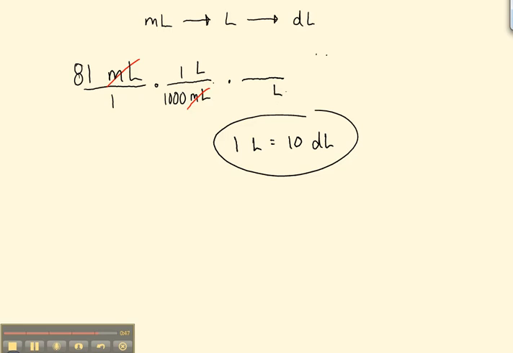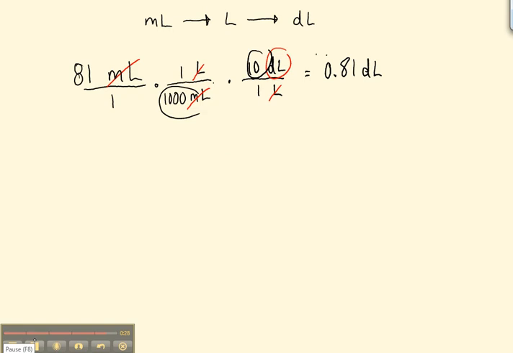Well, I know liters has to go on the bottom, and deciliters has to go on top. That way I can cross out liters. So all I need to do now is put the numbers where they belong, and I see right there that 1 liter is the same as 10 deciliters. So then to go through and do the operation, I go 81 divided by 1,000 times 10, and that's my answer.